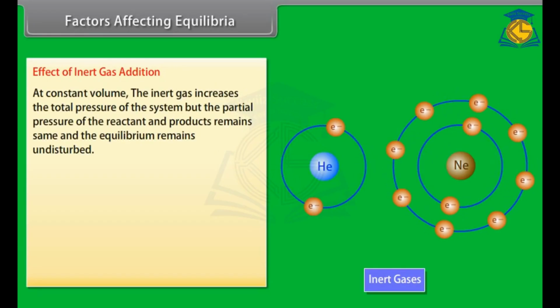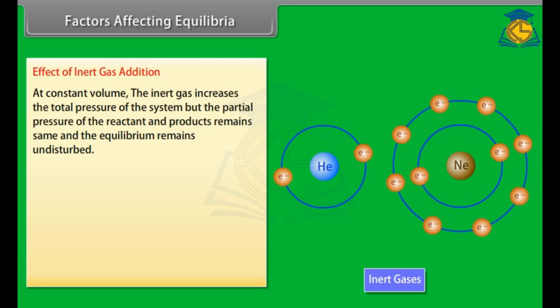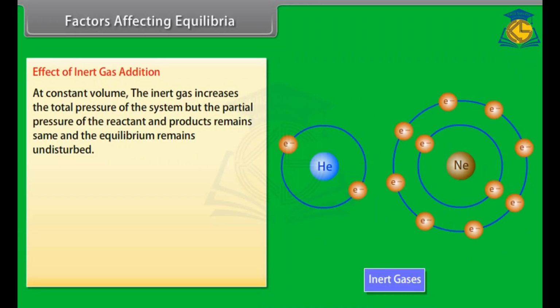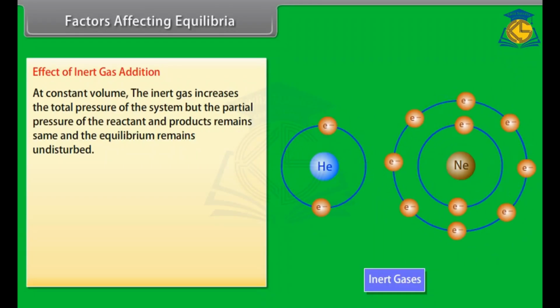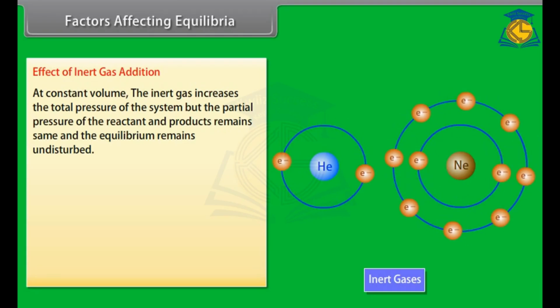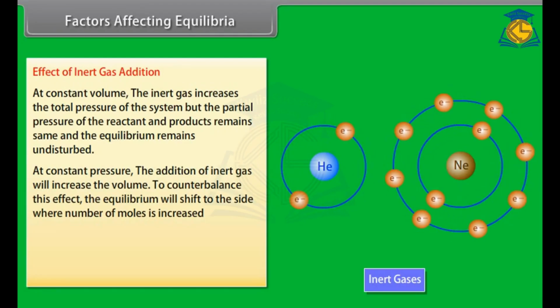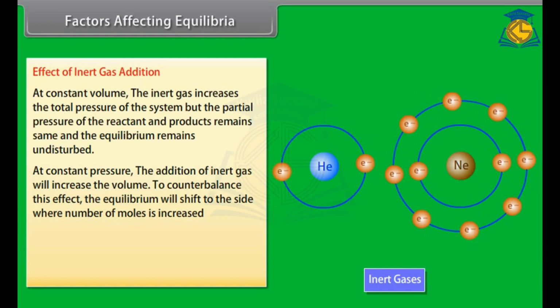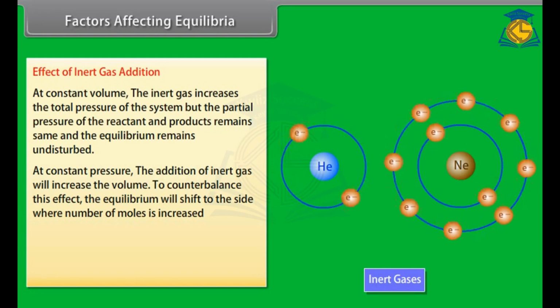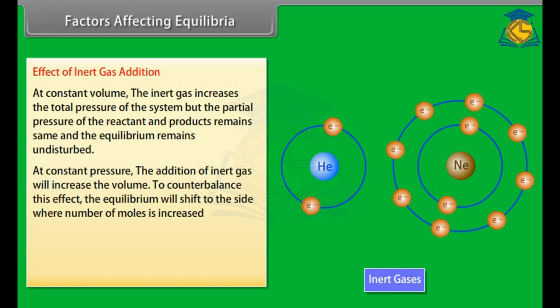At constant volume, the inert gas increases the total pressure of the system, but the partial pressure of the reactant and product remains the same and the equilibrium remains undisturbed. At constant pressure, the addition of inert gas will increase the volume. So, to counterbalance this effect, the equilibrium will shift to the side where the number of moles is increased.